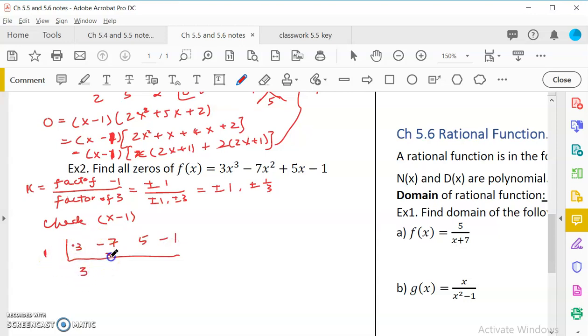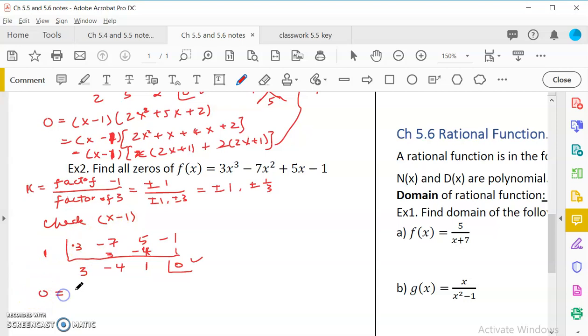1 times 3 is 3. It's -4. 1 times -4 is -4. Add together is 1. 1 times 1 is 1. Oh, it is 0. So when the remainder is 0, that means this x minus 1 is a factor. So you can write it out.